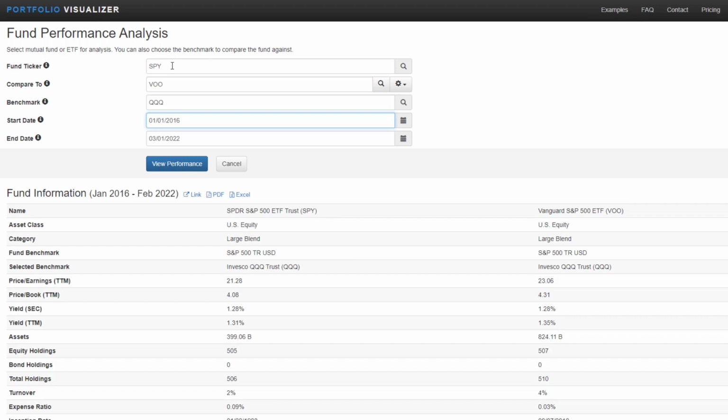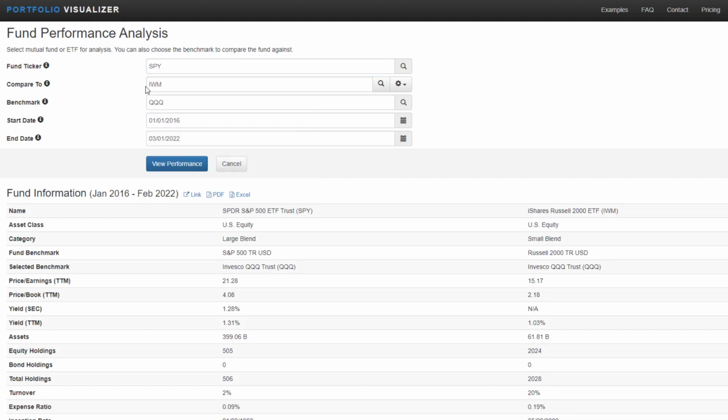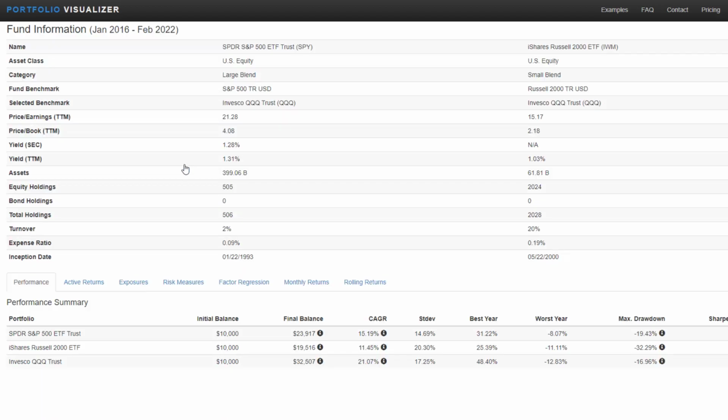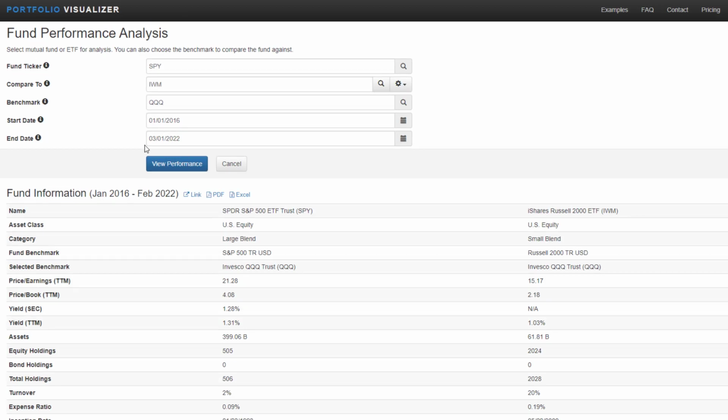So this is a little bit more in-depth fund performance analysis. So I chose the SPY. We'll do the Russell 2000 and the NASDAQ 100, and you can choose your dates here. You can actually choose which year and which date you want to perform your analysis. So let's say January 1st, 2016, all the way to March 1st, 2022.